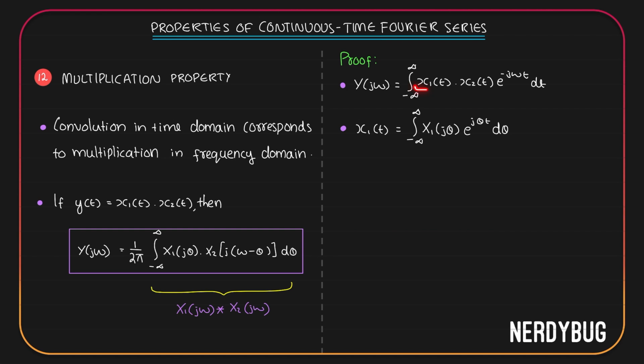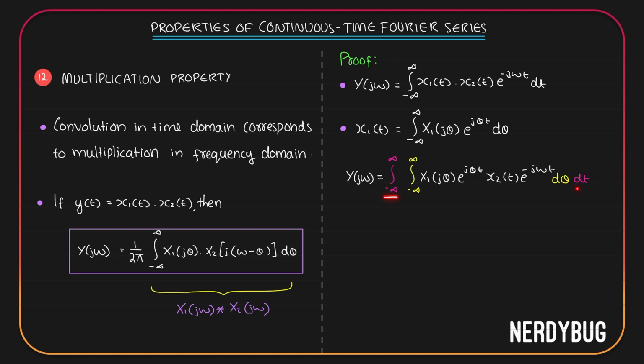Now we will replace x1 of t over here with this expression. So we get y of j omega is integral from minus infinity to infinity x1 of t becomes integral from minus infinity to infinity x1 of j theta e raised to j theta t d theta. Then we have x2 of t e raised to minus j omega t dt. Let's remove these brackets. And I'm going to take d theta from here and put it here.